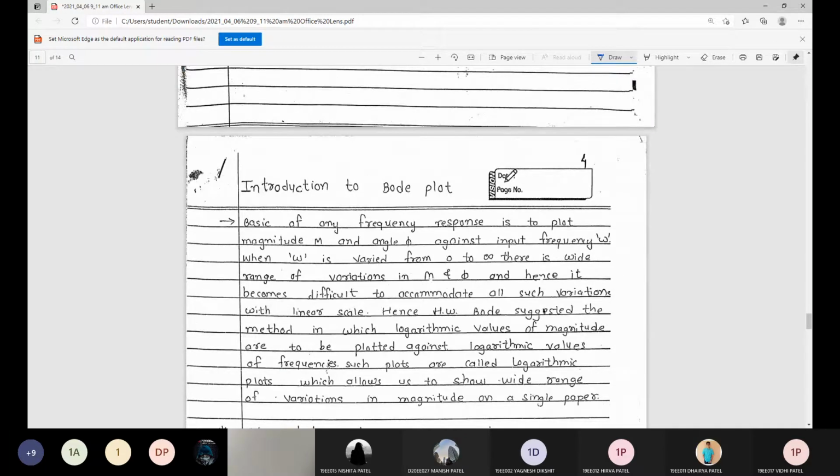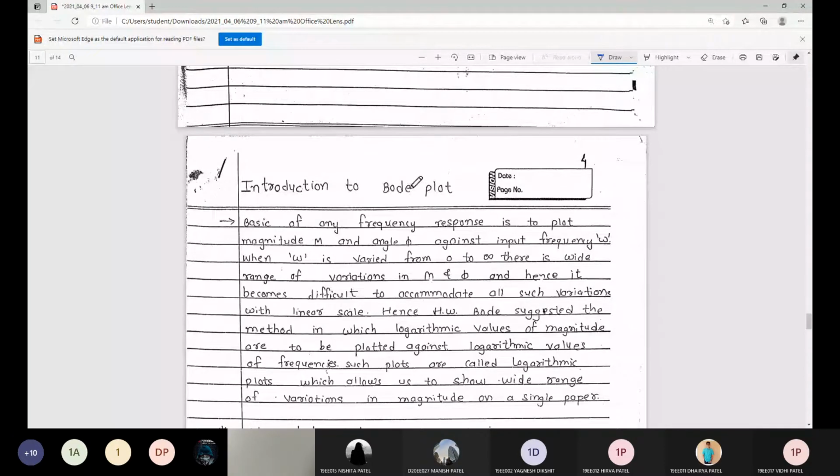Now, why are we finding out this frequency analysis? Because we want to find out whether the system present in our scenario is stable or not. For that, we need to find some technique by which we can say whether our system is stable or not. So one of the techniques is the use of the Bode plot.